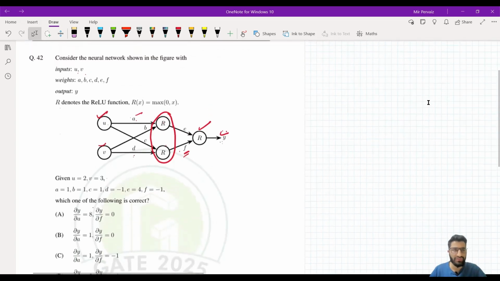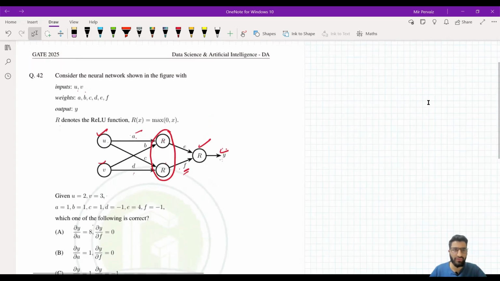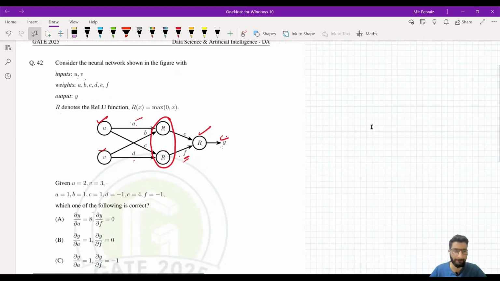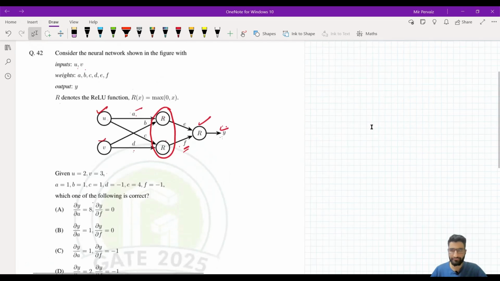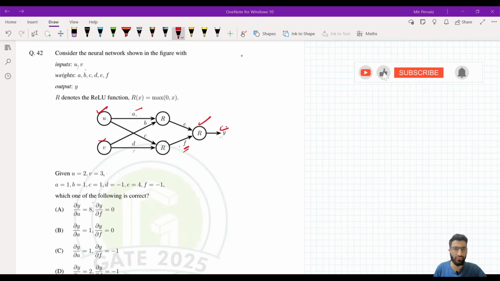This is a question in GATE 2025 for the Data Science and Artificial Intelligence paper. Let's try to see what the possible solution is. Before solving this question, we need to understand what the ReLU function is. The ReLU function is the maximum of 0 and x.